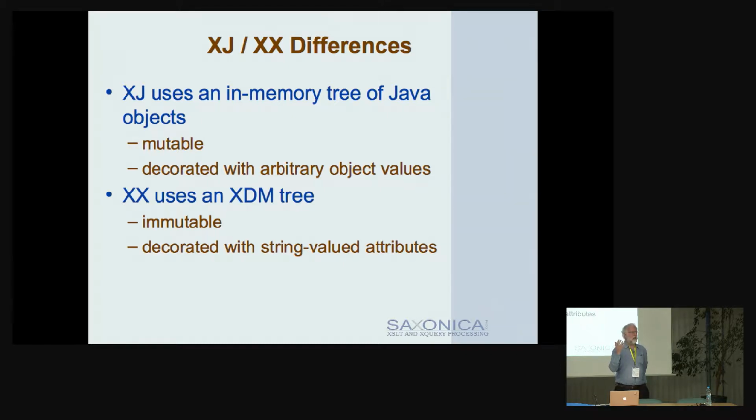So the mutability: if you're working with an immutable tree, then you long for the ability to update it. If you're working with a mutable tree, then you long for the restriction that says, I wish no one could make arbitrary changes to this thing.